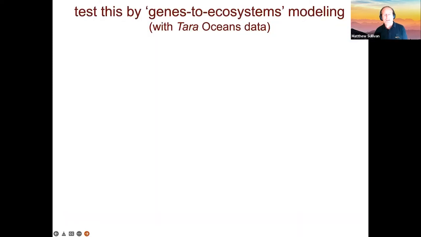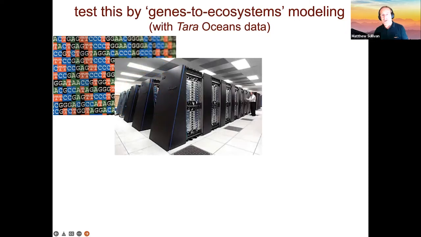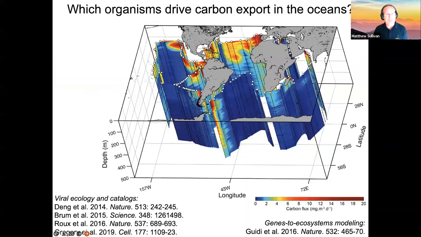And so we wanted to test this with the genes to ecosystems modeling approach that Tara Oceans had developed, whereby sequence data were converted into biodiversity numbers, which could be run through an ecosystems model that had both machine learning components and ecosystem rules to try to assess this question.